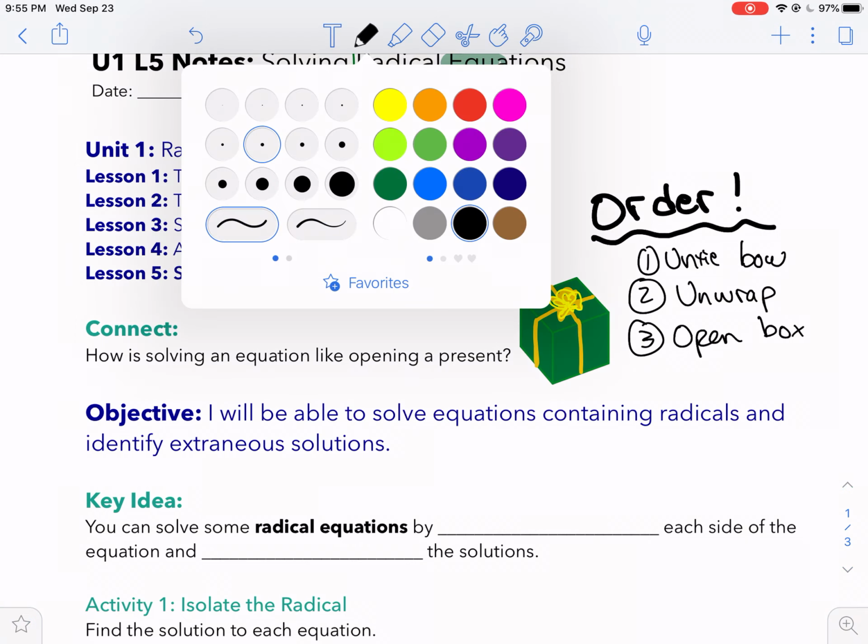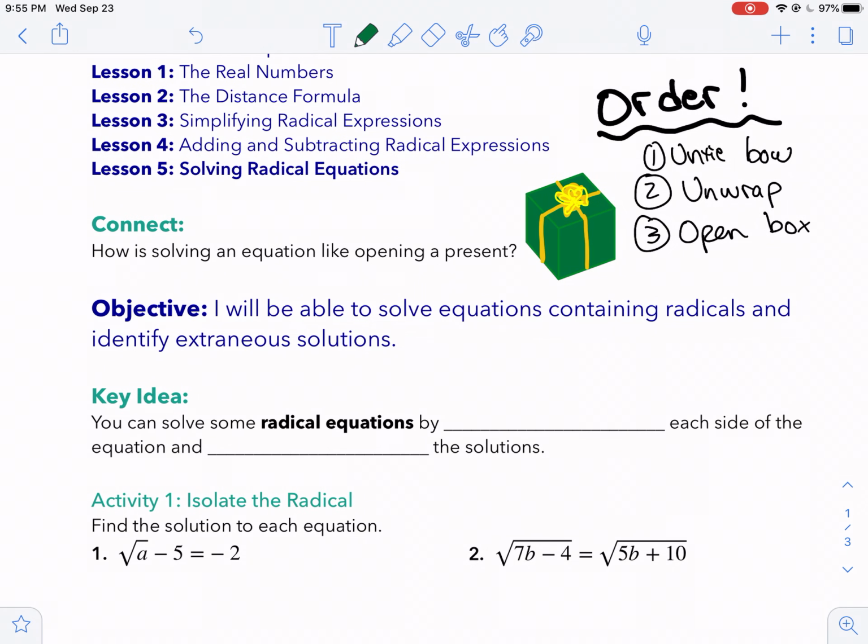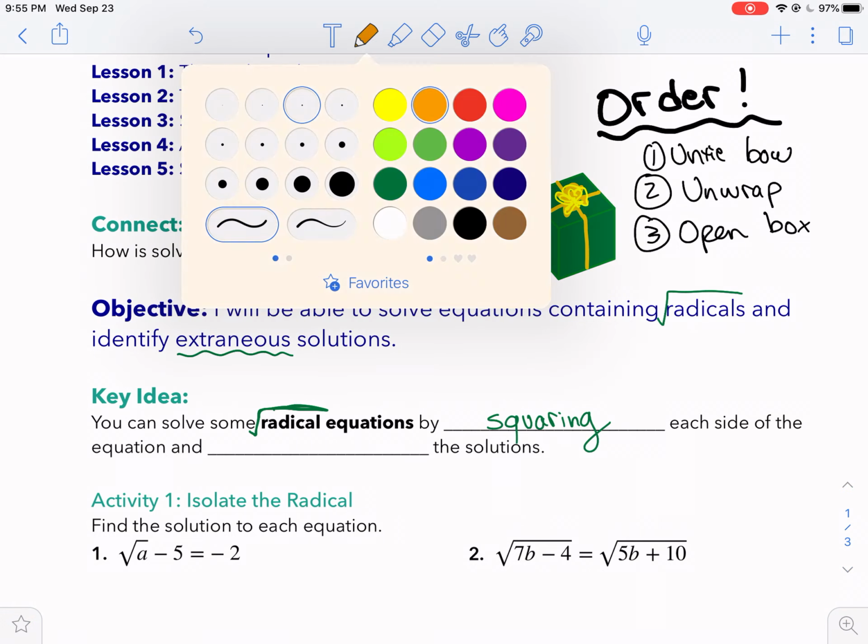Now, that's not even our key idea. Our key idea of the day, or your objective, is to solve equations containing radicals and also to check for extraneous solutions. We'll talk about that in a little bit. So our key idea is that you can solve equations, not expressions. You can solve radical equations by squaring each side, because the square is going to undo what's happening to your variables.